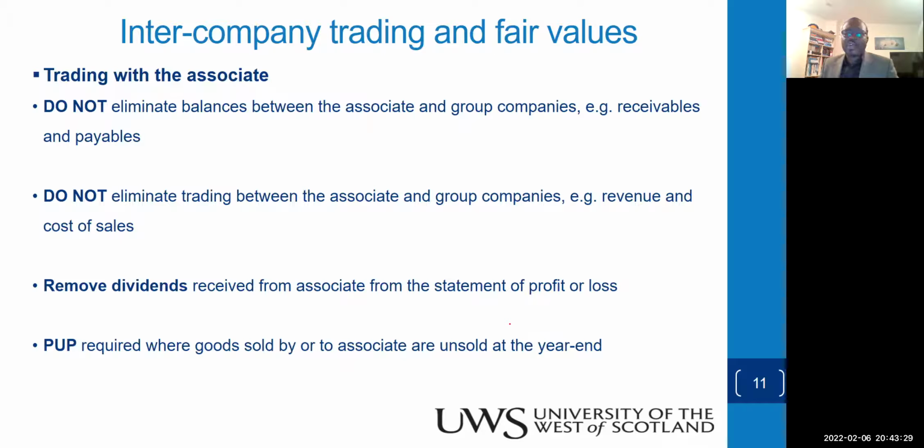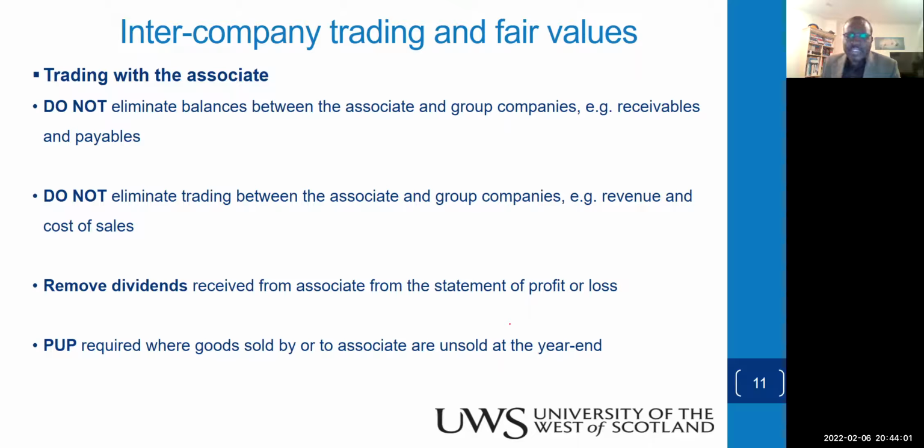Again, what about intercompany trading and fair values? That's why I like the Kaplan text. It takes you step by step, one step at a time. Now, let's bring in the elements of intercompany trading and fair values. Number 1, the rule. Do not eliminate balances between the associate and group, like receivables and payables. The associate owes the parent, don't knock it off. Don't subtract it. The parent owes the associate, don't knock it off.